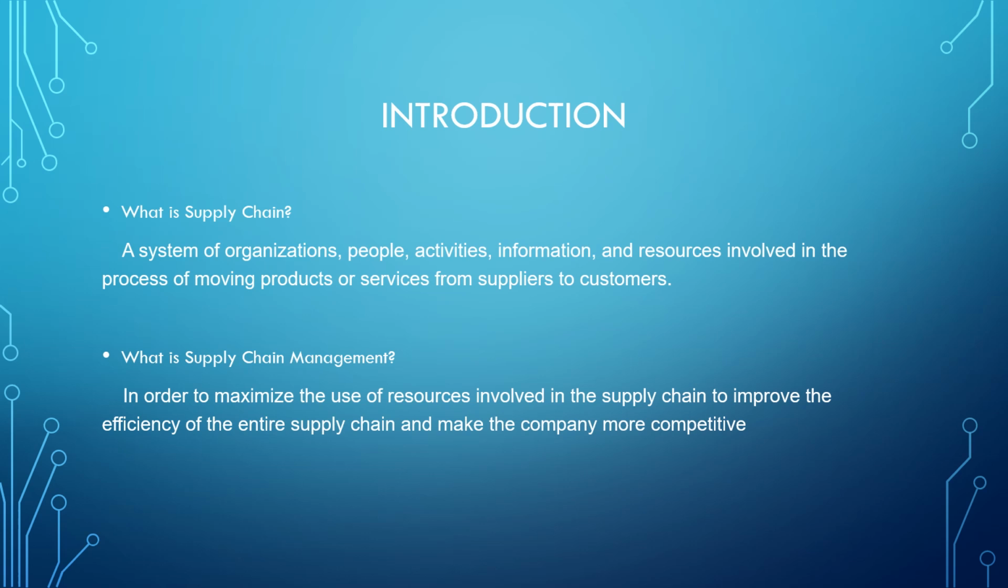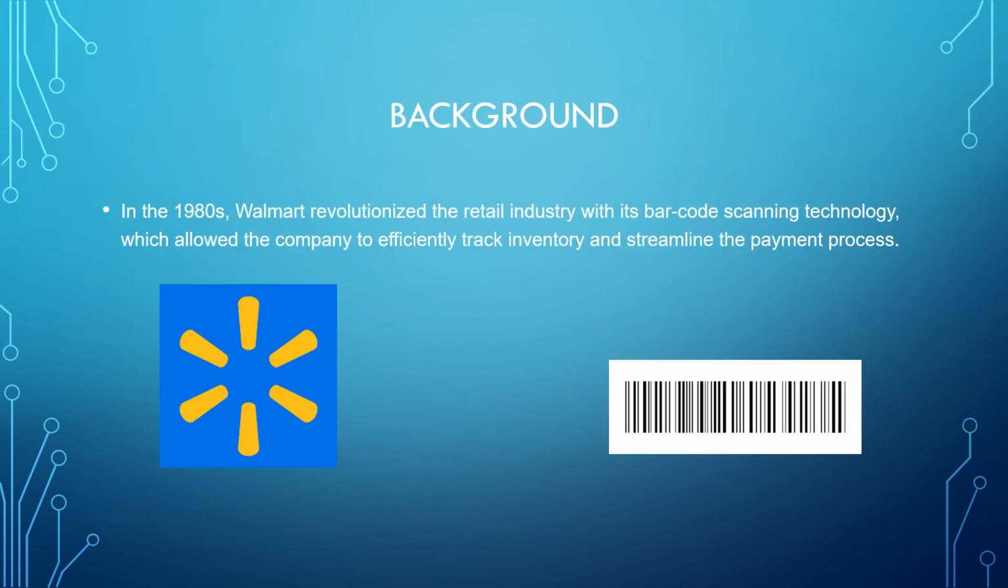So what is supply chain? The supply chain is a system of organizations, people, activities, information, and resources involved in the process of moving products or services from suppliers to customers. What is supply chain management? In order to maximize the use of resources involved in supply chain, improve the efficiency of entire supply chain, and make the company more competitive.